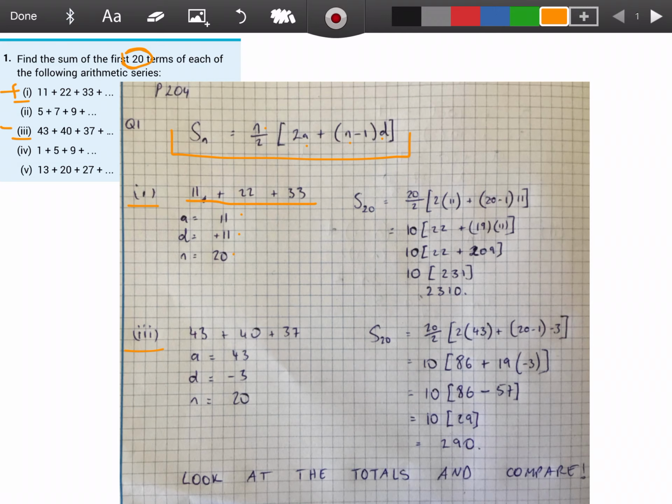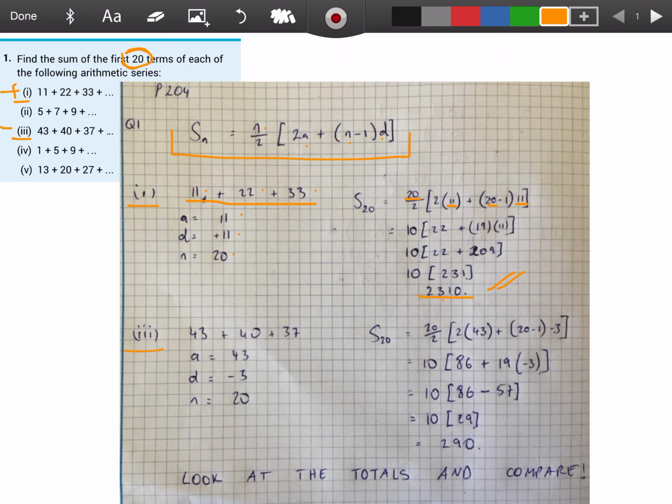So I'll just fill all of those values into the formula. Got my n value, my a value, my n value, my d value. Then a bit of multiplication and so on, breaking it down step by step, and you can see all that there. I've done it bit by bit, and I end up with 2,310. So that is the sum of the first 20 terms of the sequence. If I was to add 11 plus 22 plus 33 plus 44 plus 55 and so on all the way up to 20 terms, I would get that value.